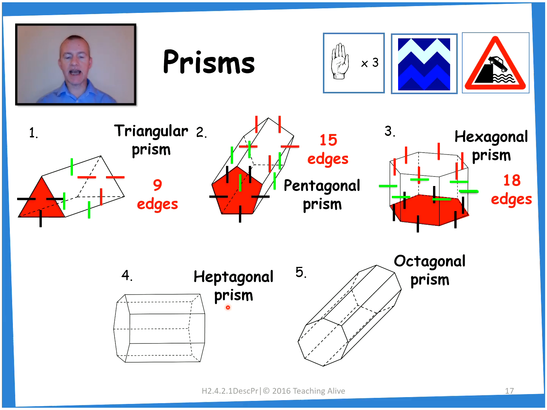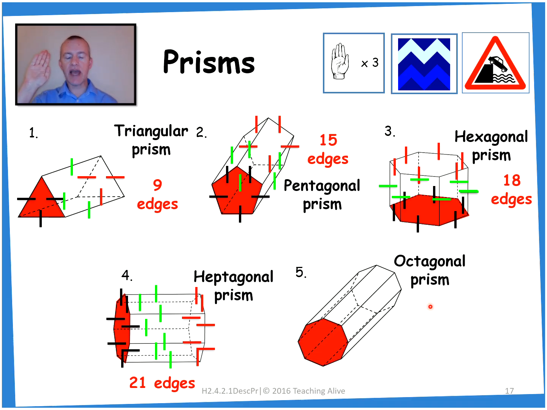Number 4, our heptagonal prism. Let's look at our front face shape sides, and we've got a heptagon, 7 sides, so 7 3s. 7 3s are 21, so we should have 21 edges. We'll add in our lines, and we do have 21 edges. Number 5, our octagonal prism. Front face shape sides, we have an octagon with 8 sides. 8 threes are 24. We should have 24 edges. Let's add in our edges, add in our lines, and we do have 24 edges.